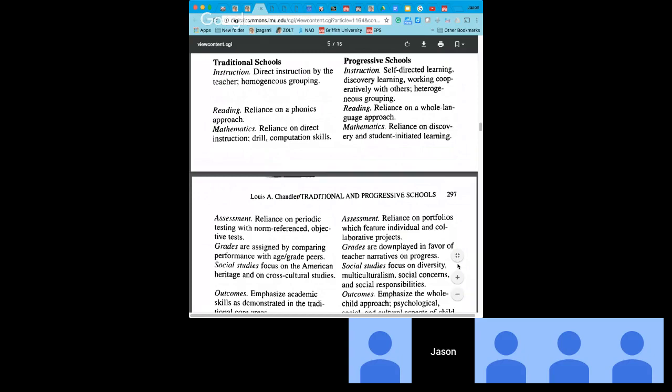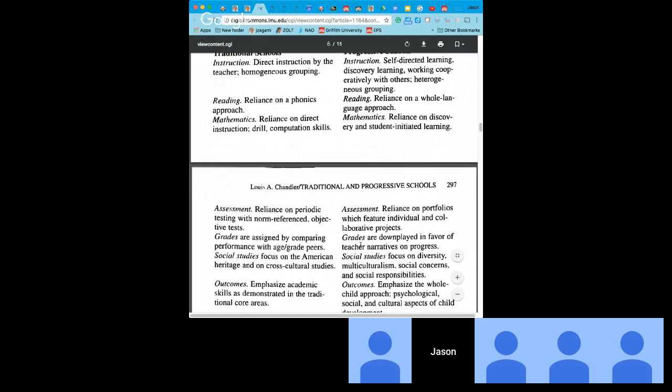Directed instruction often relies upon drill and practice and worksheets and a lot of the online tutorial-based activities, including some game-based activities such as Mathletics and things of that nature. Whereas progressive schools tend to rely upon student, or let's call it inquiry learning, which is sort of the term commonly used at the moment.